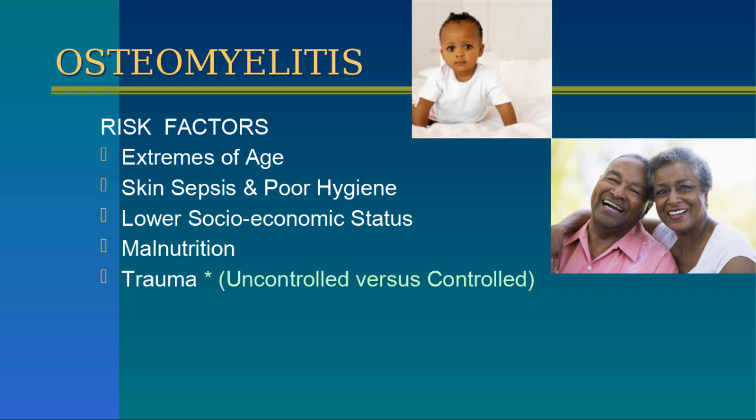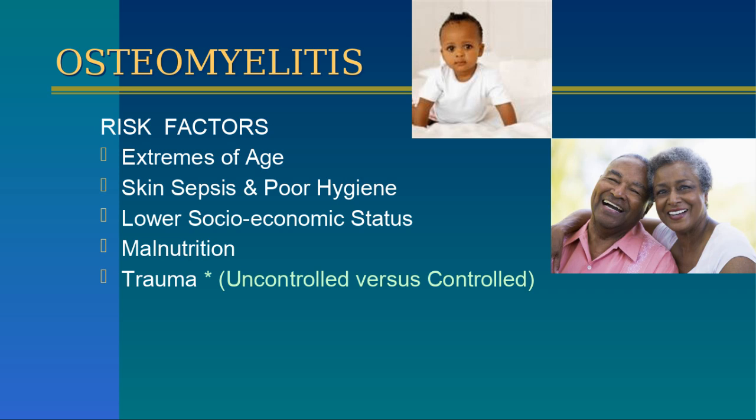Of course, remote sources of infection, so skin sepsis, poor hygiene. You often find this in patients of lower socioeconomic status. If you're malnourished, then you increase your incidence of poor hygiene, skin sepsis, and access to care. You have a prolonged course of an illness because you probably don't have access, or it's very difficult to access immediate medical attention.